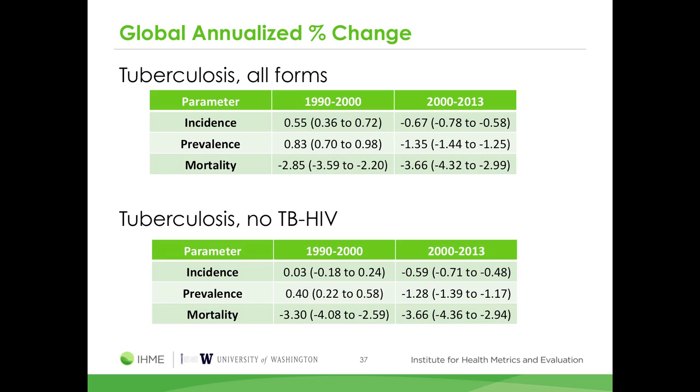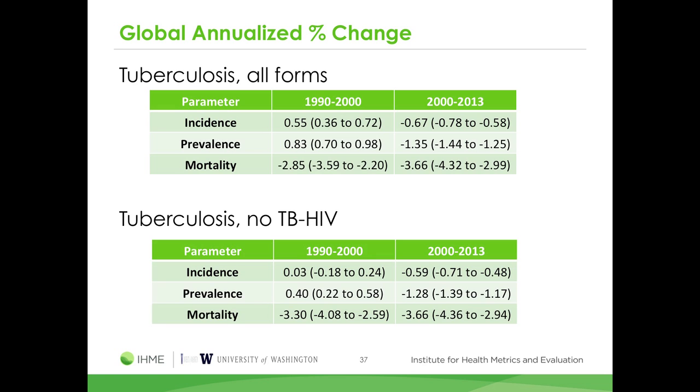Now, the main finding, I think, in this analysis of policy relevance is that it appears prevalence and mortality are now declining at faster rates post-2000 than before, which is good news if you're trying to find, crudely, some relationship between Global Fund investments and accelerated progress.